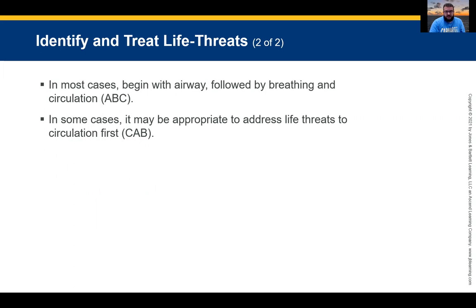In some cases, it is more appropriate to address life threats in circulation first, following a sequence of circulation, airway, and breathing. So you may hear it called CAB because circulation is done first, since that's a life threat. If I'm bleeding out of my arm and it's an arterial squirt, I need to fix that before I fix the airway.